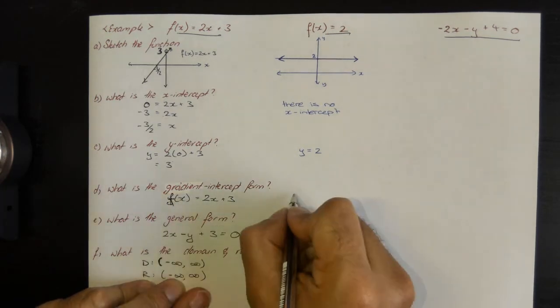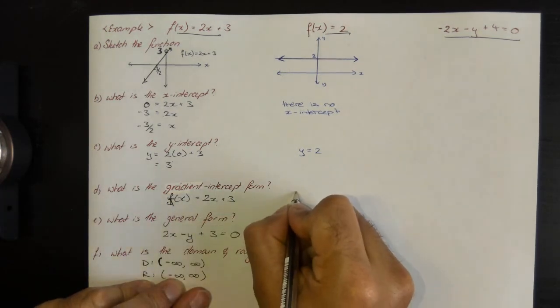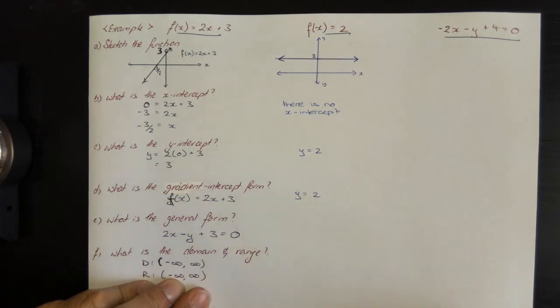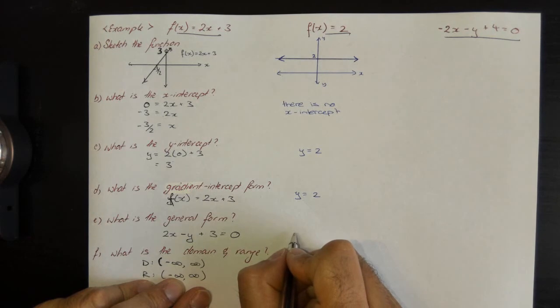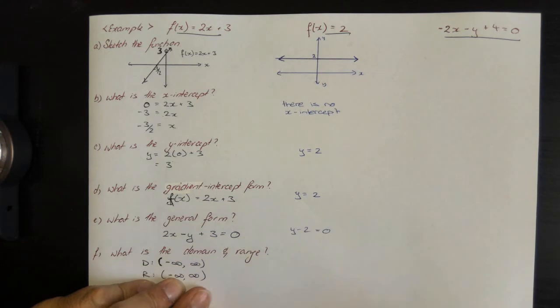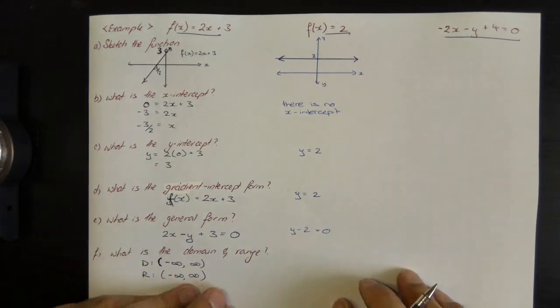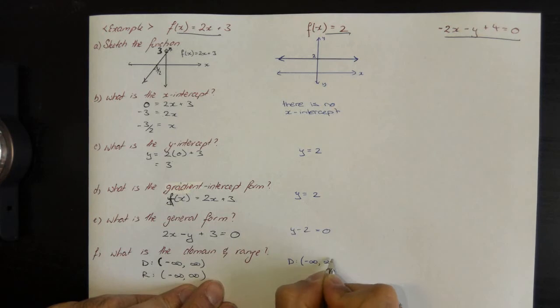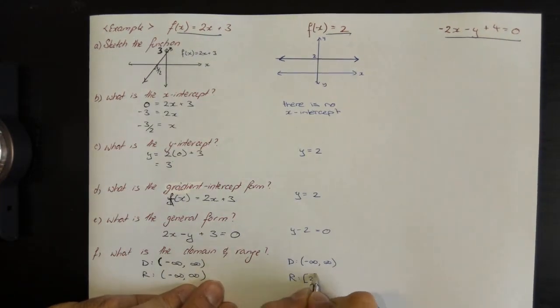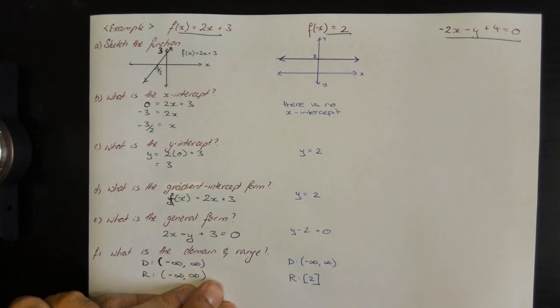The gradient, well, there's not really a gradient, so the gradient intercept form is still y equals 2. The general form would still be y minus 2 equals 0. The domain, well, all x values, the domain for this situation would be from negative infinity to infinity, but the range is only at 2. The range just stays at 2.